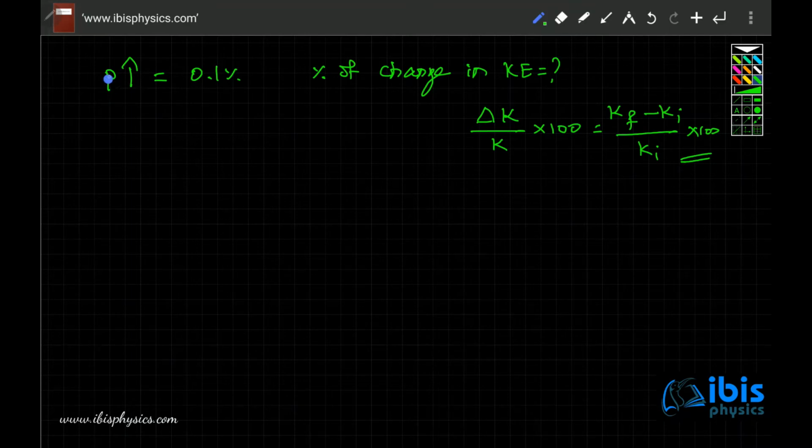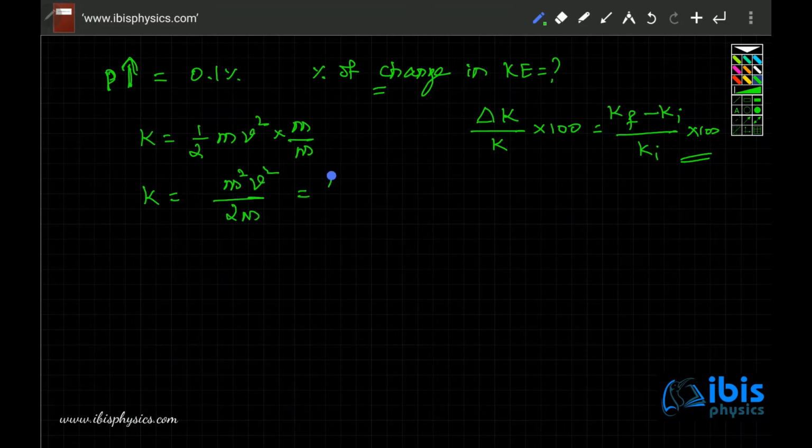But here, when momentum is increased, what happens to the kinetic energy is the question. So you have to know the relation between kinetic energy and momentum. We know that kinetic energy is half mv squared. When you multiply and divide by m, kinetic energy is m squared v squared divided by 2m, or we know that it is p squared by 2m.